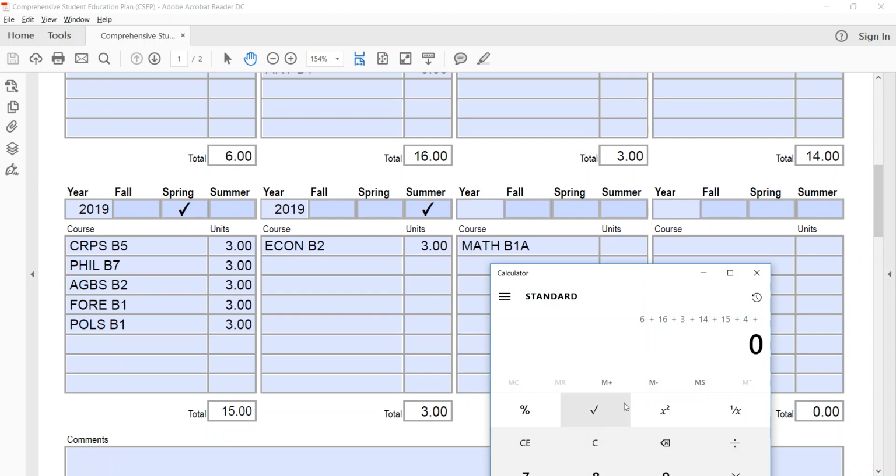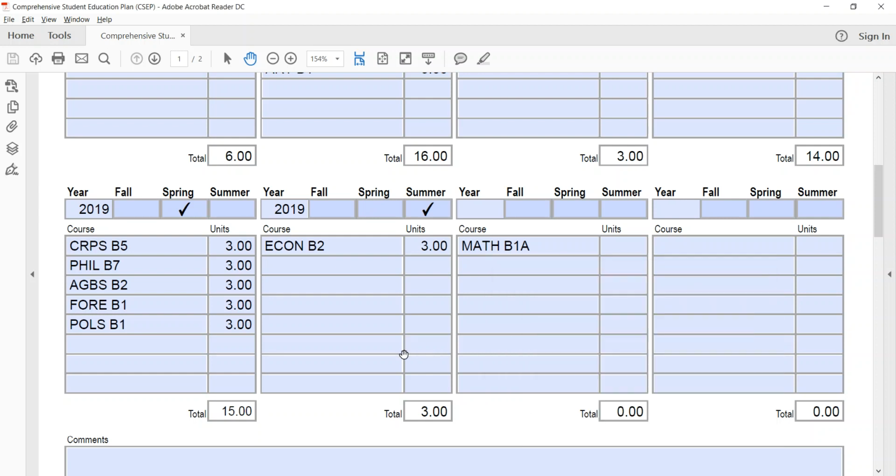So let's go up here. We're going to put in all these units. Oops. Let's clear that out. So let's see if you have enough units to transfer. Ooh, you're 3 units shy. So you may have to take 2 summer school classes.